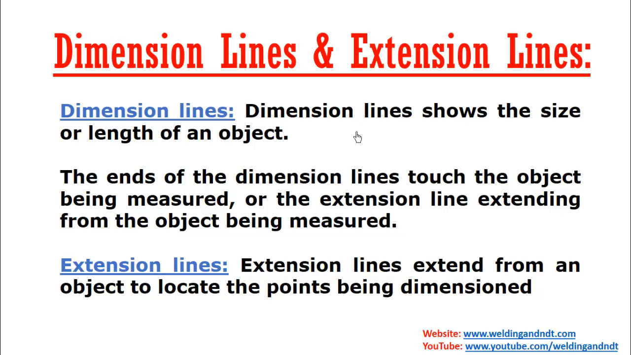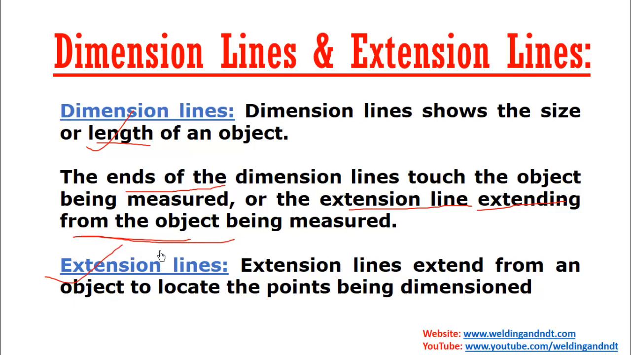See, dimension lines show the size or length of the object. If it's a hole, it will show the diameter of the hole. If it's a rectangular box, it will show the length, breadth, everything. All the dimensions can be shown by the dimension line. The ends of the dimension line touch the object being measured, or the extension line extending from the object being measured. So here you can see the ends of the dimension line touch the object being measured, or the extension line, if an extension line is used, extending from the object being measured.